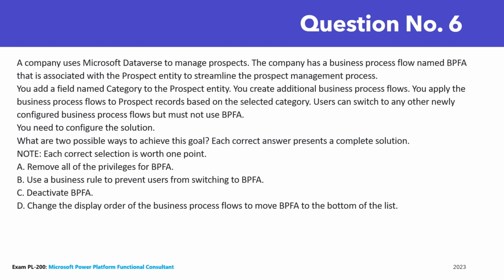What are two possible ways to achieve this goal? Each correct answer presents a complete solution. Note, each correct selection is worth 1 point. A. Remove all of the privileges for BPFA. B. Use a business rule to prevent users from switching to BPFA. C. Deactivate BPFA. D. Change the display order of the business process flows to move BPFA to the bottom of the list. Correct answer, A and C. Remove all of the privileges for BPFA, and deactivate BPFA.